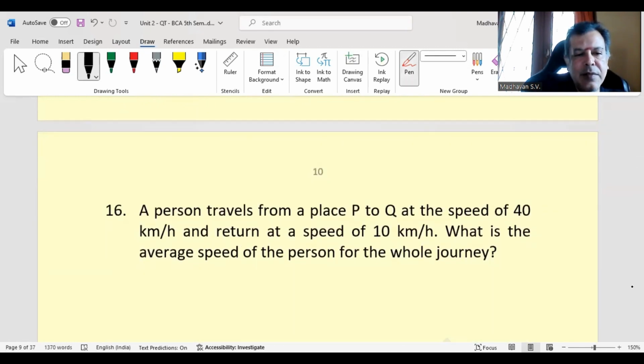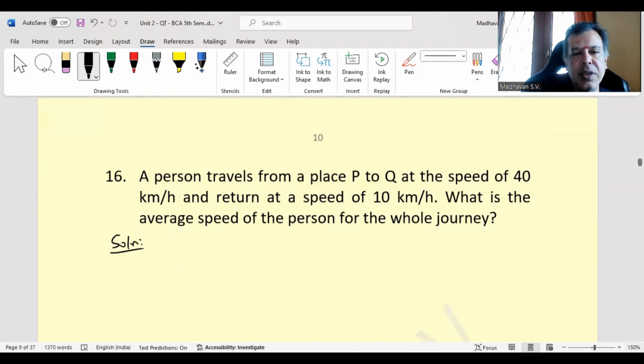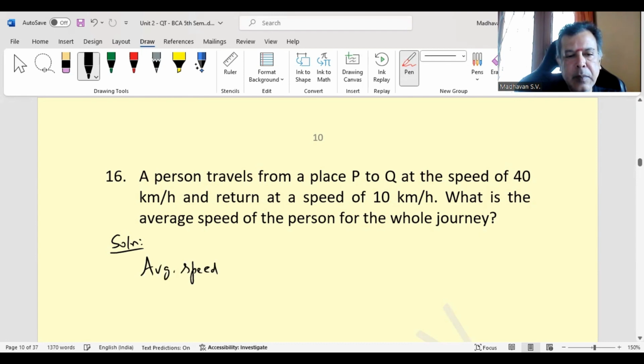A person travels from a place P to Q at the speed of 40 km per hour and returns at a speed of 10 km per hour. What is the average speed of the person for the whole journey? Since the speed's unit of measure is in the form of a ratio, kilometer per hour, the best average to use is harmonic mean. So average speed is nothing but the harmonic mean.